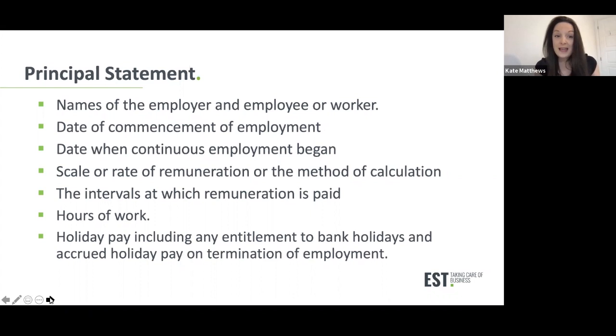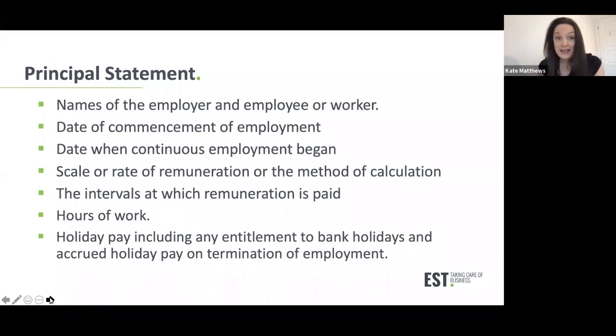So you would be saying the intervals at which remuneration is paid, but not just monthly. For example, you would say on or around the last day of the month, or on or around the 19th, or the last working day, or the last Friday of each month. So it's really important to be very clear in your agreement as to the intervals really specifically.